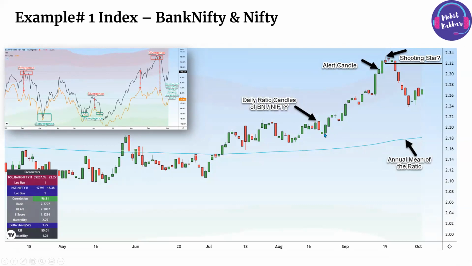What you see here, the blue line is the mean, which you also see here at 2.2087 now, whatever the mean was on that day. This blue line is the mean. In the market there is a concept called mean reversion. Whenever things deviate a lot away from the mean, they tend to come back to the mean.